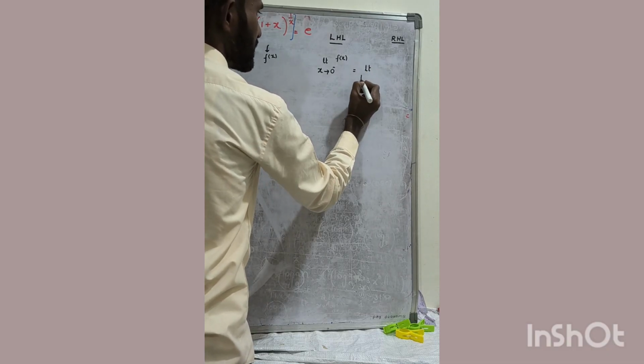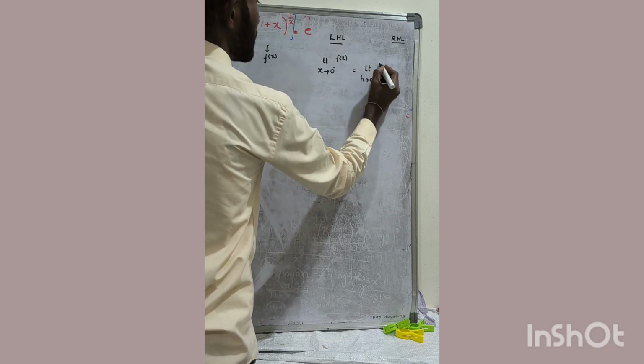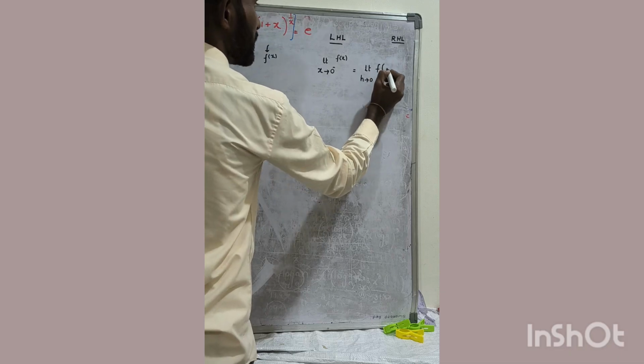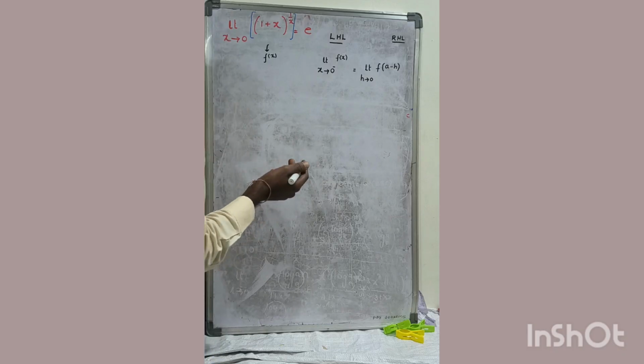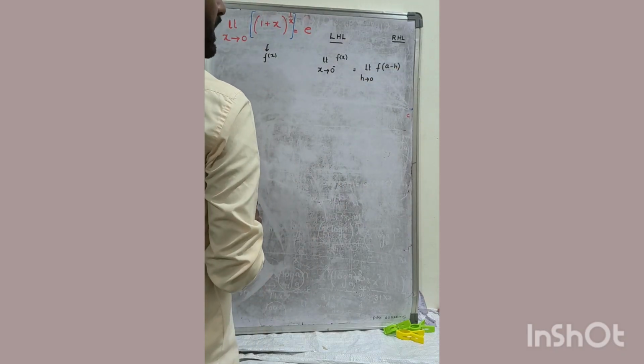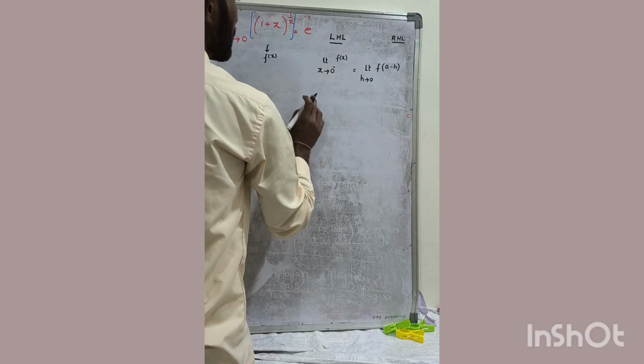The limit as h tends to 0 of f of a minus h. This is how we will find the left hand limit of any function. So now we need to find f of a minus h. Here, what is the value of a?